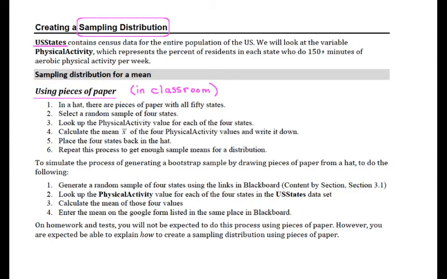So there's a variable called physical activity, which represents the proportion of residents, or the percent of residents in each state, who do 150 or more minutes of aerobic physical activity per week. Now, this is a quantitative variable.